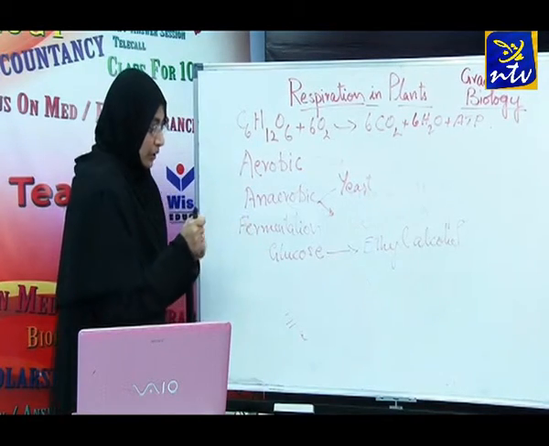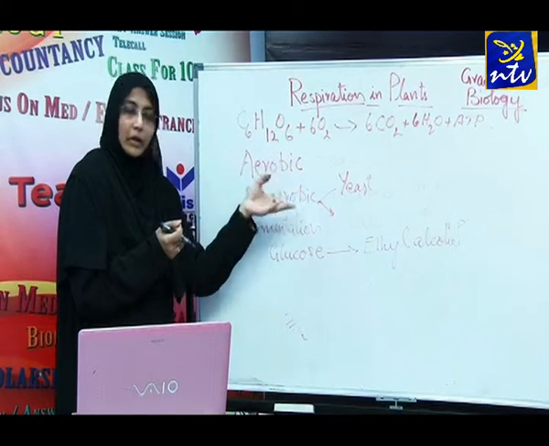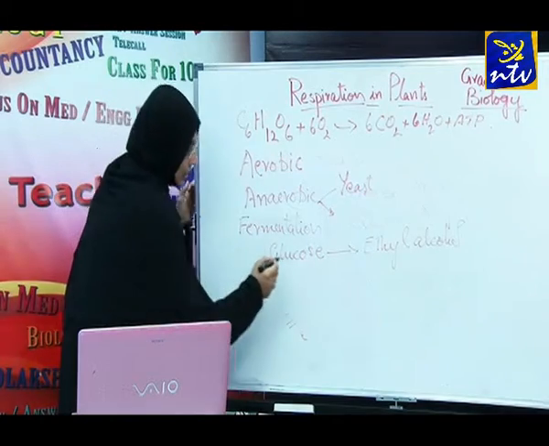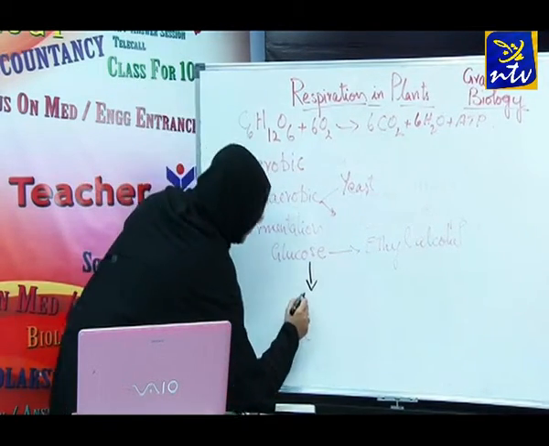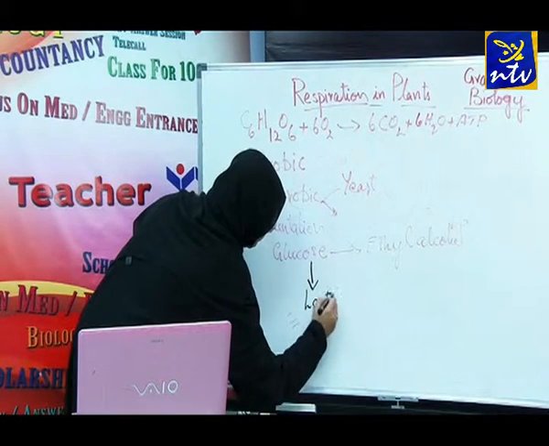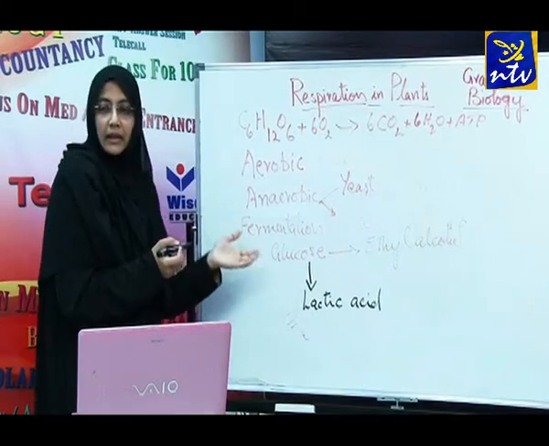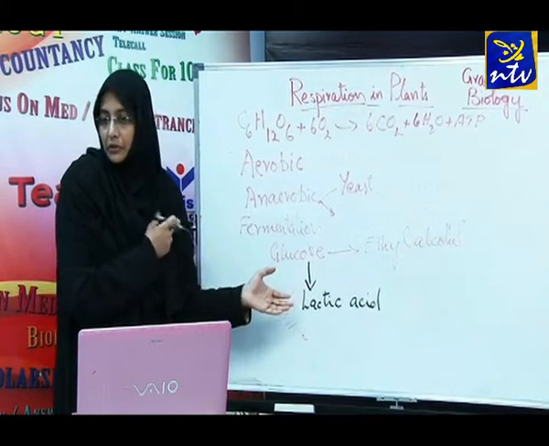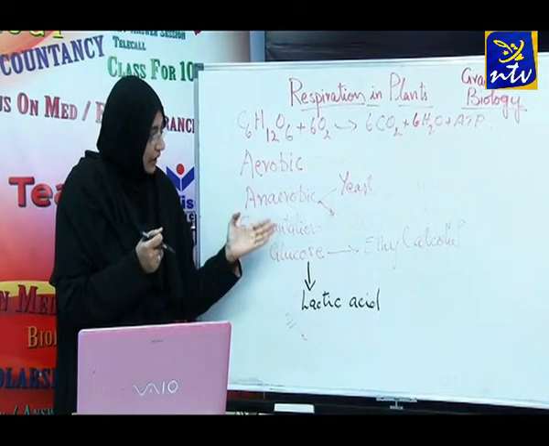This is happening because instead of the muscle cells undergoing the complete aerobic respiration, they undergo anaerobic respiration, and as a result glucose will be converted into lactic acid. So here we can see that the lactic acid will be accumulated in our tissues. So there are two types of anaerobic processes which I have explained now.